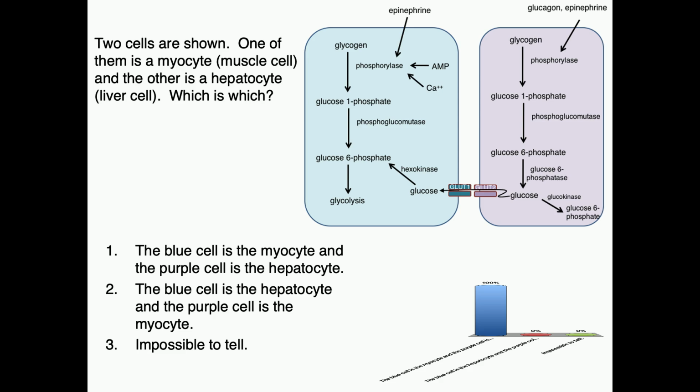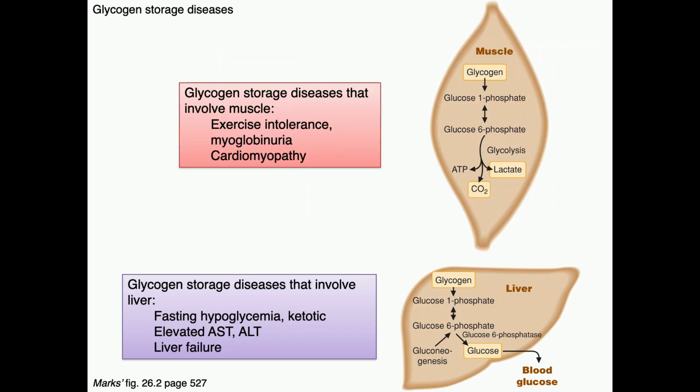Okay, well, let's conclude with a discussion of glycogen storage diseases. Glycogen storage diseases are disorders in carbohydrate metabolism that result from loss of function mutations that are inherited from parents. As I mentioned earlier, they can be conceptually divided into two classes, those that affect the liver and those that affect the muscle.